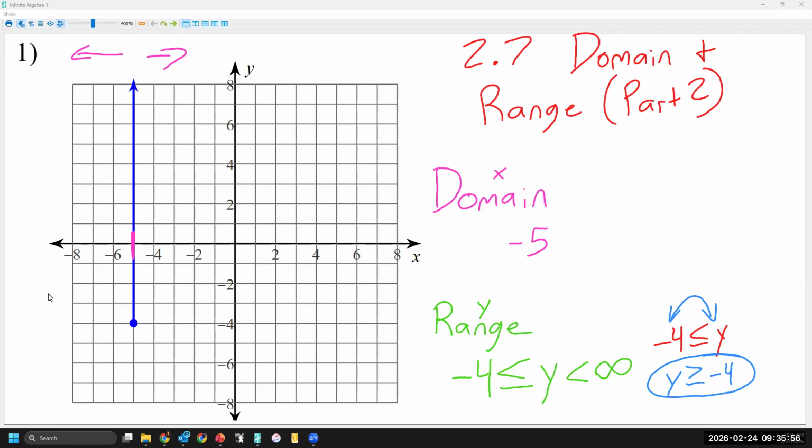So my domain is -5, and it's just staying at -5. Our domain's x's, so we're just going to say x equals -5. It doesn't go left, it doesn't go right, it stays at -5. And so if it happens like that, I just write x equals -5. And that's how we write our domain for a vertical line like that. Okay. I know that was a bit of a weird case, but you're going to see one like that pop up again before the end of this worksheet.